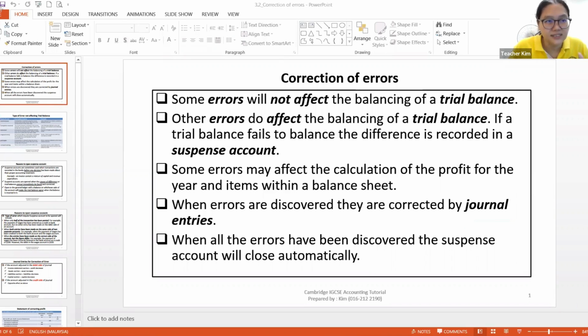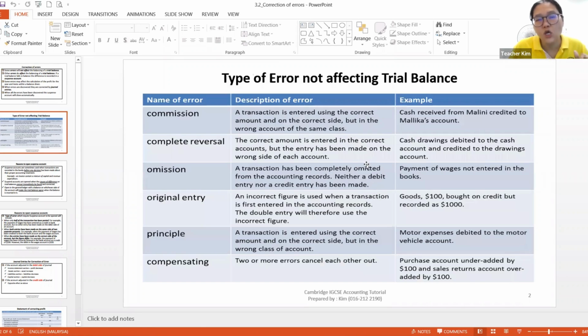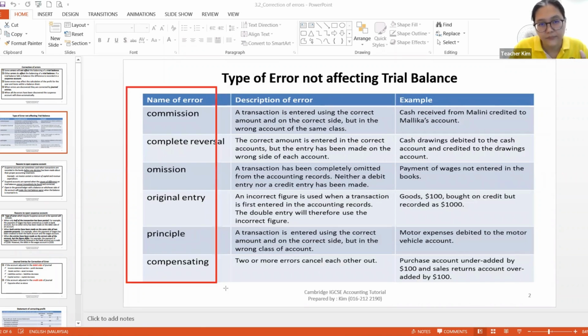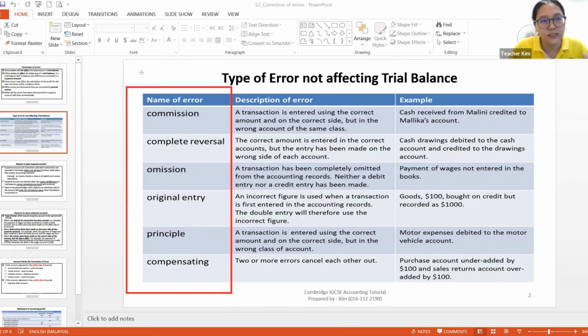Now we see the 6 errors which do not affect the trial balance, and the terms you must remember, and what the differences between the terms are. Commission: a transaction is entered using the correct amount and on the correct side, but in the wrong account of the same class. For example here, cash received from Malini credited to Malika.